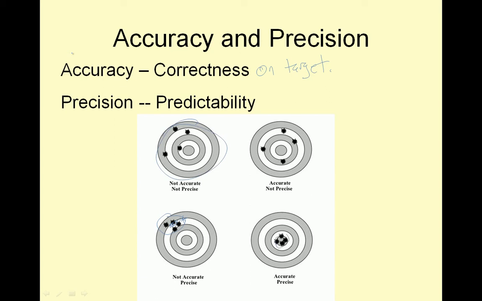This one is both accurate and precise. Accurate's on target, so it's accurate, and it's precise, it's repeatable, you know it's going to be close. This one is fairly accurate, right, because it's kind of close to target, but it's not very precise. You can't predict where it's going to be.